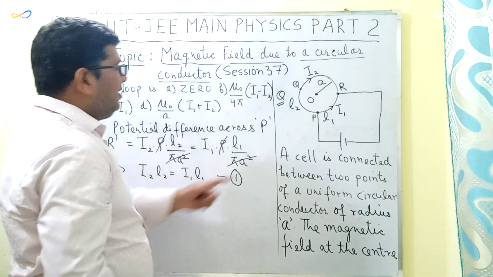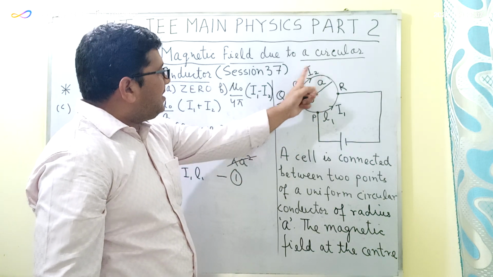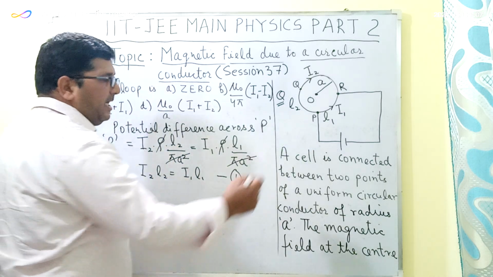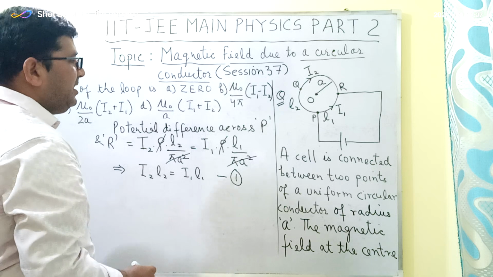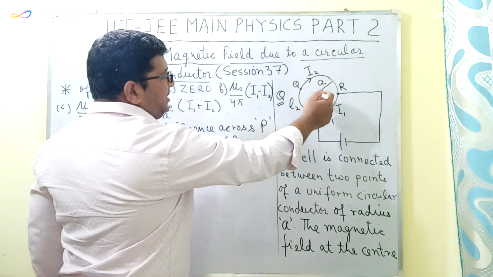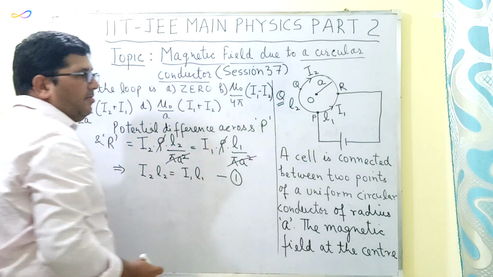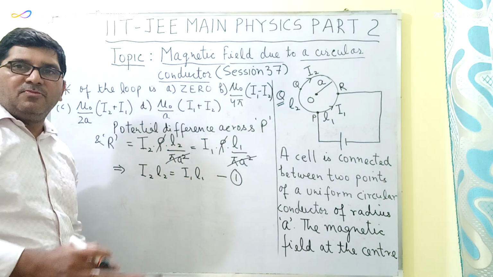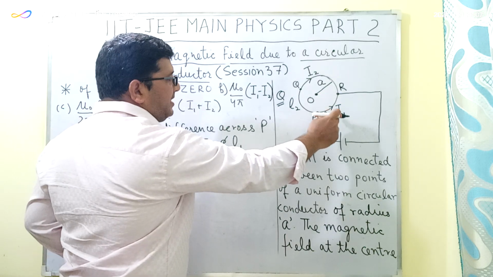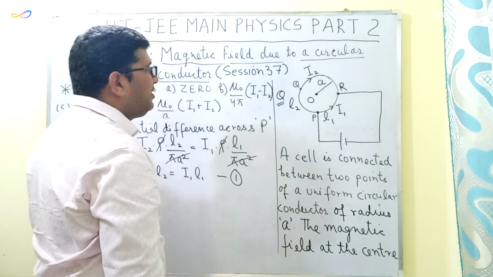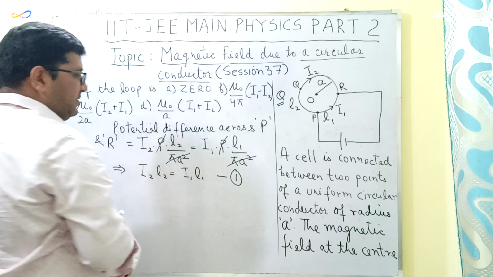Now in the arc PQR, the current is flowing in the clockwise direction, and in the arc PR, the current is flowing in the anti-clockwise direction. So the magnetic field at the center O due to these two currents will have directions opposite to each other. The direction of the magnetic field because of the current I1 and the direction of the magnetic field due to the current I2 will be exactly opposite to each other.